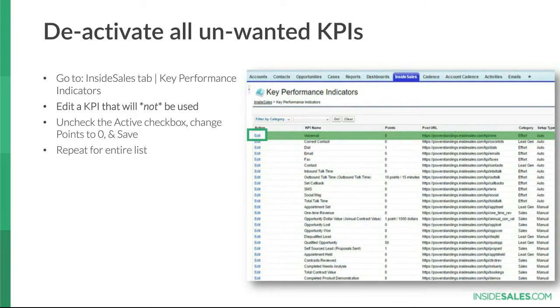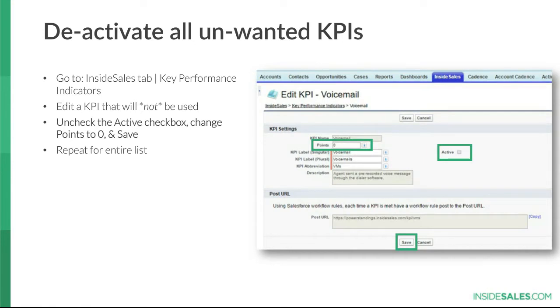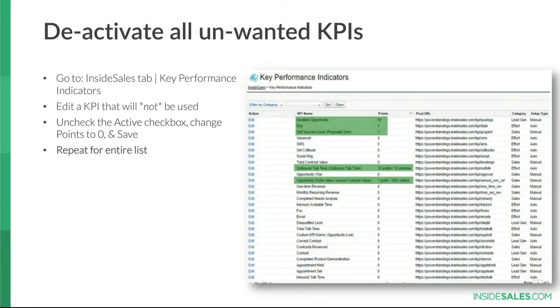You don't want to use all that stuff. So find a KPI that you're not going to use, click Edit, zero out the points value, uncheck the active checkbox, and then click Save. All right, so you want to do that for every KPI you're not going to use, so in the end you have something like this. I've highlighted the KPIs I am using, so each of those you can see they have a points value assigned, and then any other KPI that I'm not using, it's zeroed out, and I've actually unchecked the active checkbox.